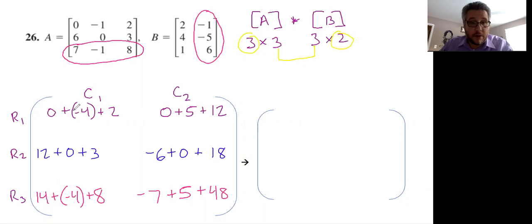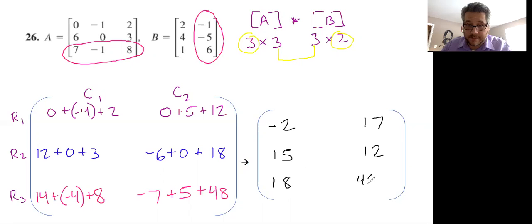So we've got 0 plus -4 plus 2 is -2. We have 0 plus 5 plus 12 is 17. 12, 0, and 3 is 15. -6, 0 plus 18 is 12. 14 plus -4 plus 8 is 18. And -7 plus 5 plus 48 is 46.